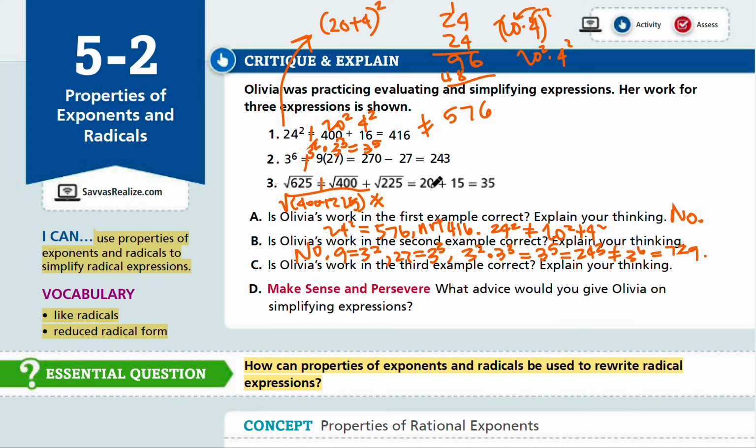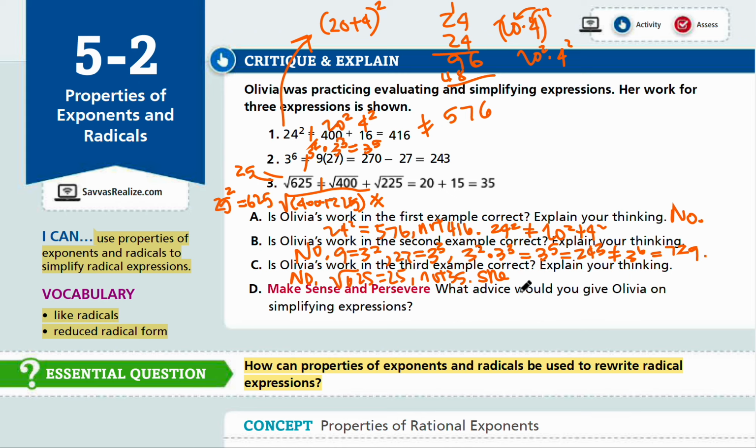So radicands cannot be added in this way. Root 625 is just 25, right? So 25 squared is equal to 625. So root 625 is just 25, not 35. So no. Root 625 is 25, not 35.